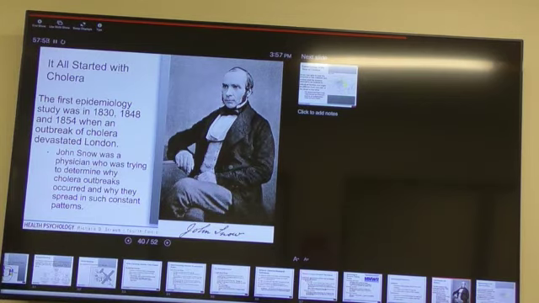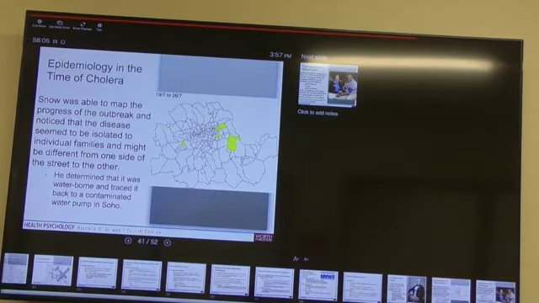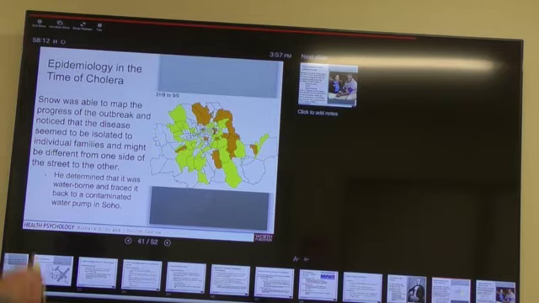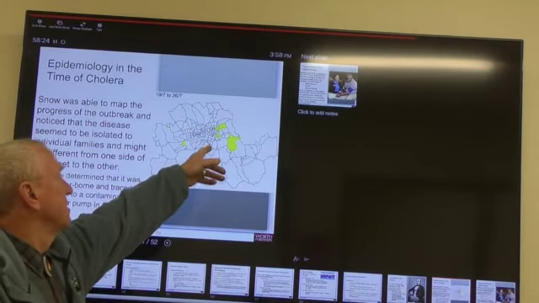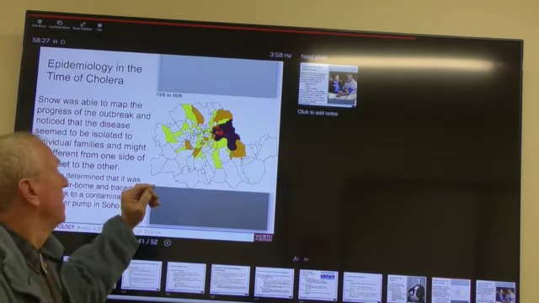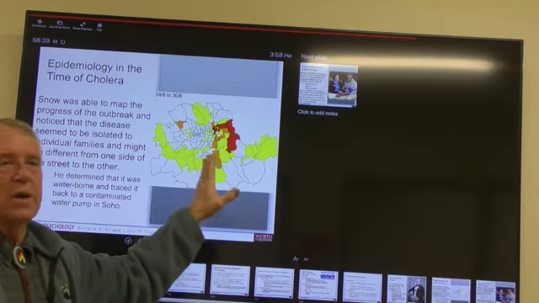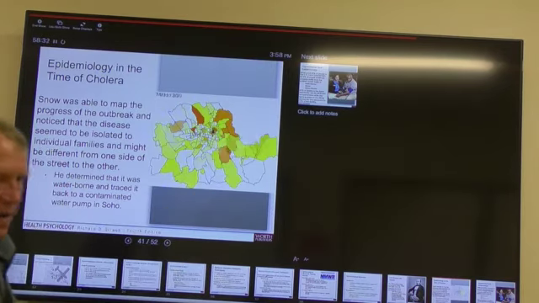John Snow was a physician who was trying to determine why cholera outbreaks occurred and why they spread in such constant patterns. Snow was able to map the progress of the outbreak and noticed that the disease seemed to be isolated to individual families and might be different from one side of the street to the other side of the street. He determined that it was waterborne and traced it back to a contaminated water pump in Soho. And this is what it looked like. It started out looking like this, then it looked like that. Then, as you can see, it just kept spreading. And so they had a cholera epidemic.